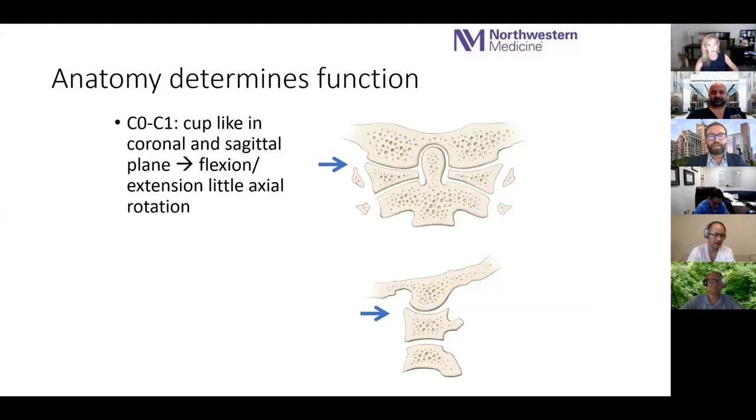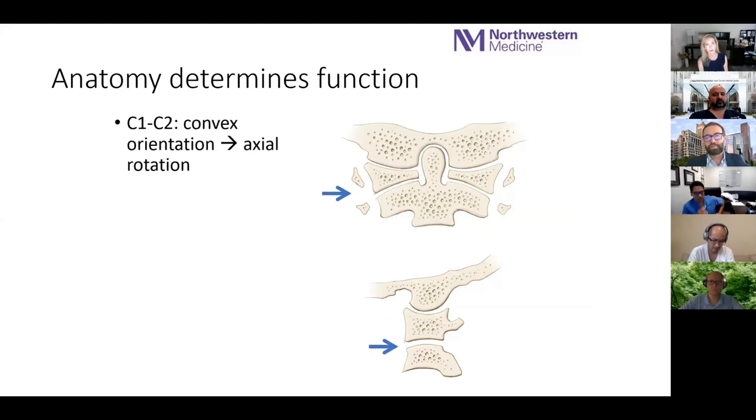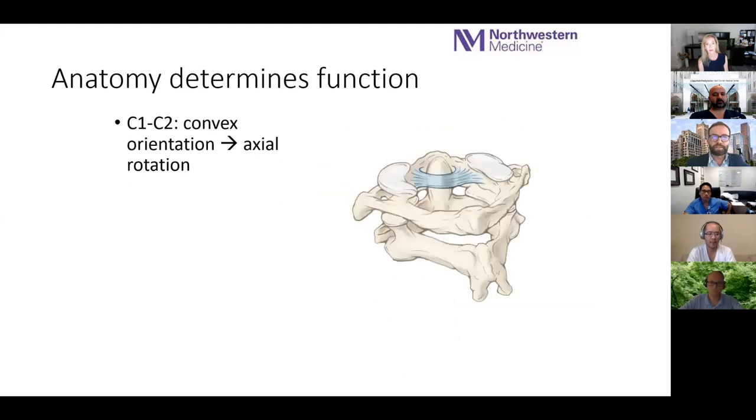So briefly here, like CVJ 101, anatomy determines function. The way the joints are oriented determines the way they move. The C0-C1 joint is cup-like in the coronal sagittal plane, and hence there's a lot of flexion extension there, a little axial rotation, while the C1-C2 joint is convex in shape, and that's why there's axial rotation. The joint's function is axial rotation about the odontoid process.